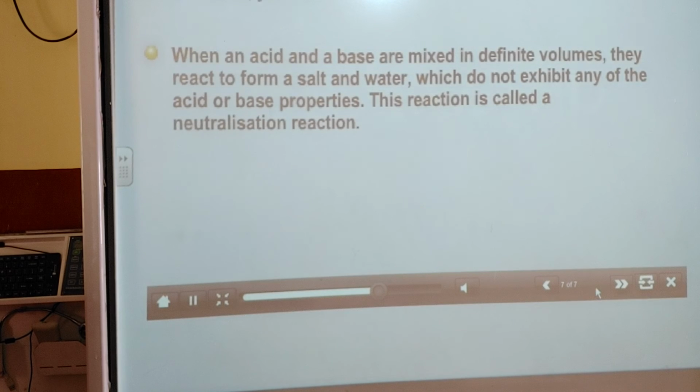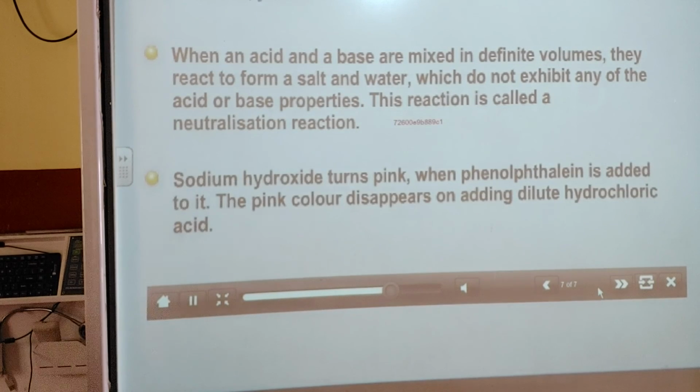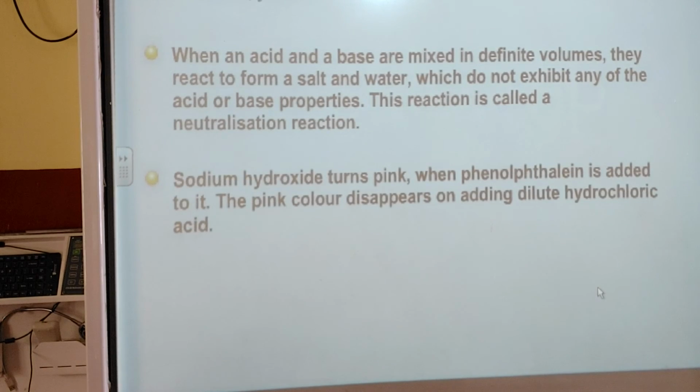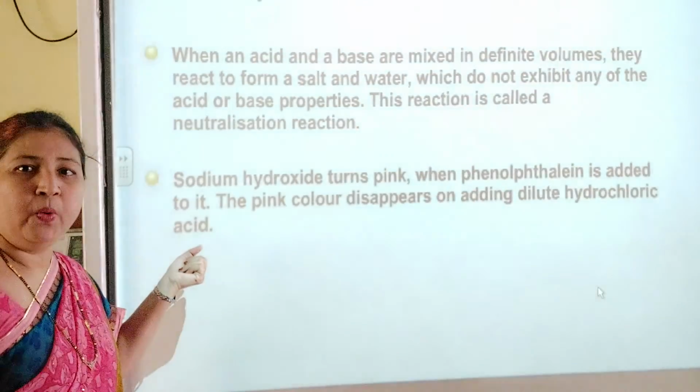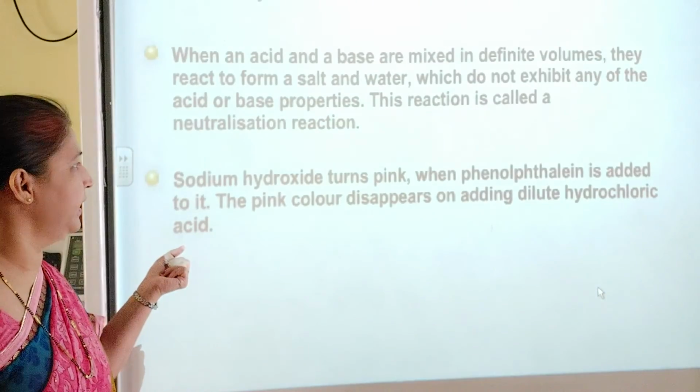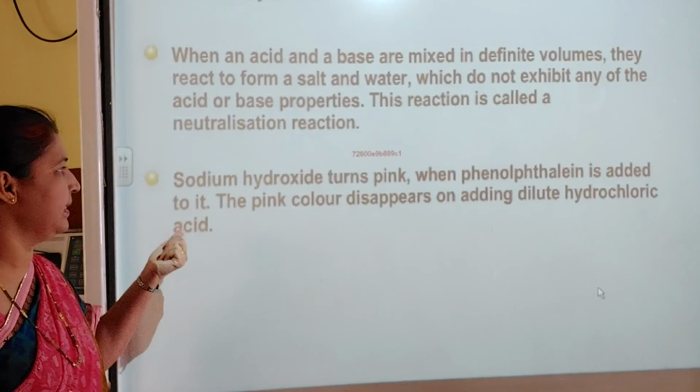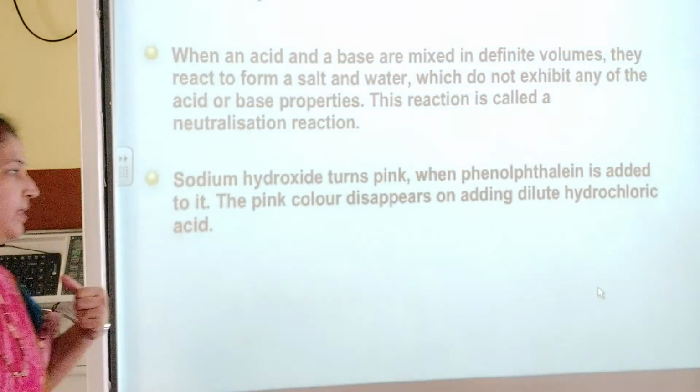This is neutralization. Sodium hydroxide turns pink when phenolphthalein is added to it. The pink color disappears on adding dilute hydrochloric acid. So here we have studied the neutralization reaction, and when the color changes and when the color disappears. The color changes to pink when phenolphthalein indicator is added to the base, and again when the acid is added the color disappears.